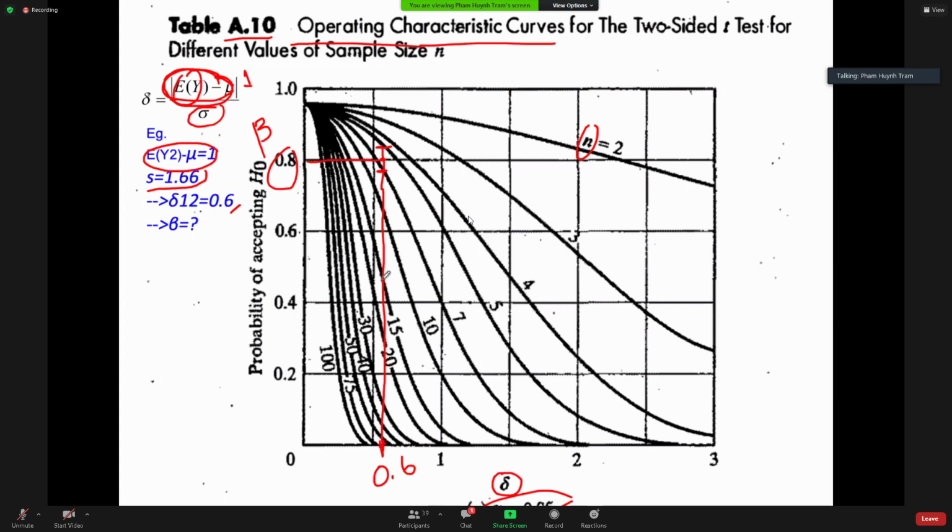Increase the number of replication to 15. It is here, 15 is here. Then the beta can be reduced to less than 50%. That's good, but not good enough.